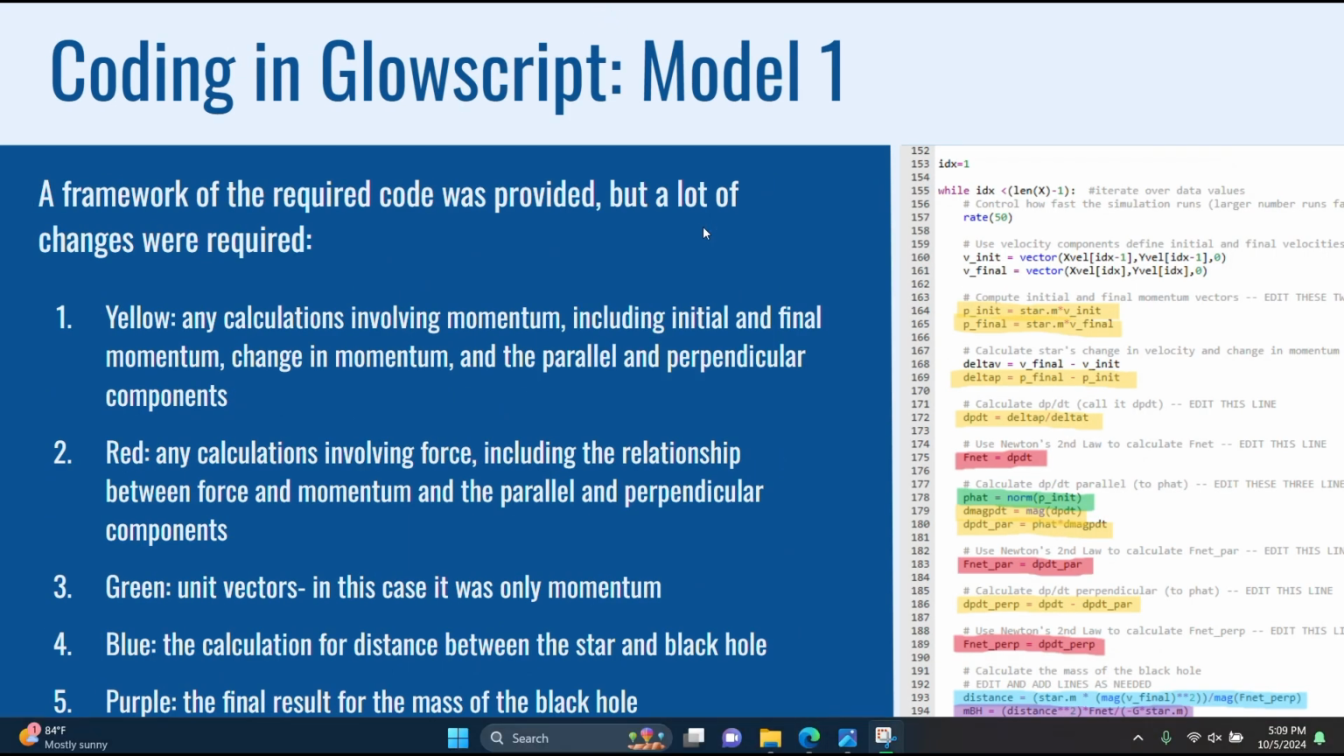So here's a peek at the coding in the first model. It's color-coded there, and you can look at the descriptions there. But generally, a lot of calculations had to be made for momentum, force, and unit vectors. And then at the bottom, the distance was calculated and then used to calculate the mass of the black hole itself.